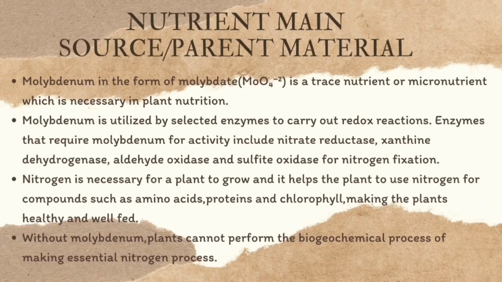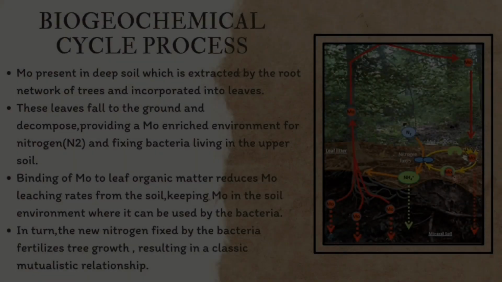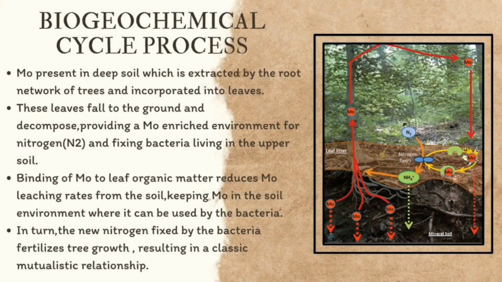Nitrogen is necessary for a plant to grow and it helps the plant to make compounds such as amino acids, proteins and chlorophylls, which makes the plants healthy and well fed. Without molybdenum, plants cannot perform the biogeochemical process of making essential nitrogen. Next, move to the biogeochemical cycle process.